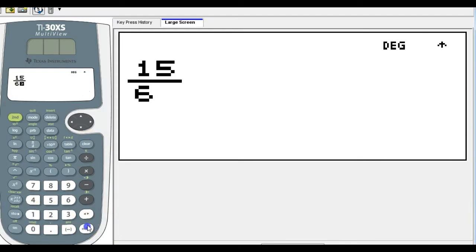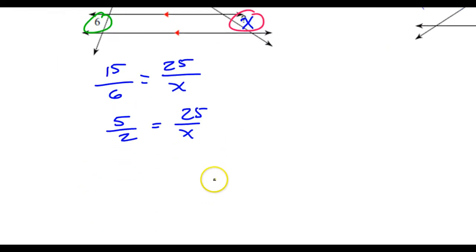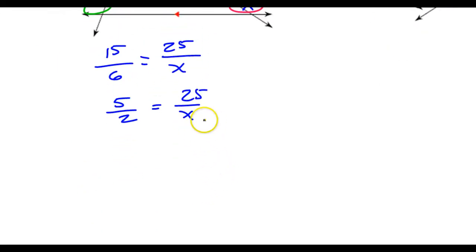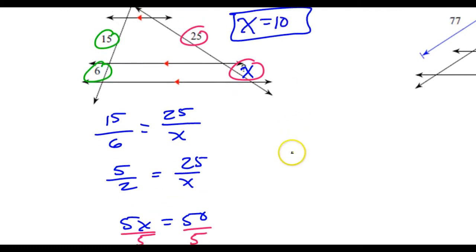Alright, that's 5 halves. So if you cross multiply, I'm going to get 5x equals 50. And then if I divide both sides by 5, I'm going to get x equals 10. Okay. Alright, let's look at number 8.